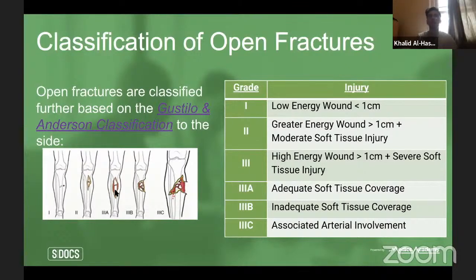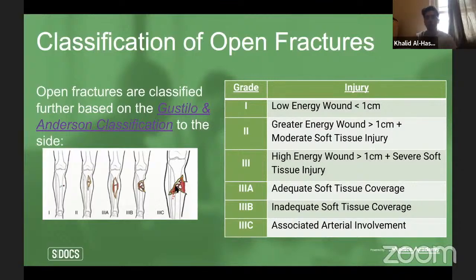So despite the fact that there is an open fracture with the bone passing out through the soft tissue, what we tend to find is that the injured limb still has some kind of covering or is encapsulated within the soft tissue. 3B means that there is inadequate soft tissue coverage, so the bone generally has little to no protection. And 3C generally indicates that there is associated arterial involvement, so the arterial supply within the limb has also been damaged by the fracture itself.